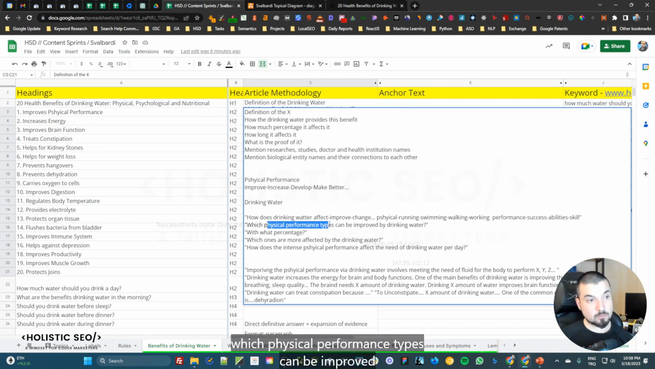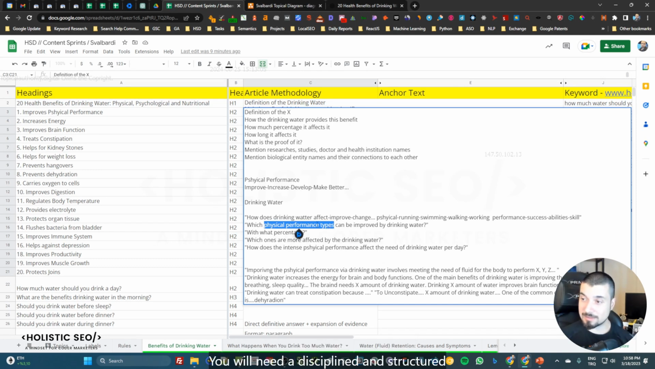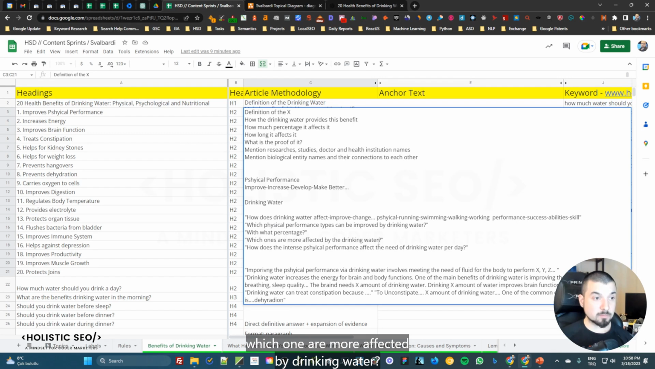Which physical performance types can be improved by drinking water? Physical performance types. This is a phrase taxonomy and it is a different thing. Entity and root attribute, which means we will need to define them. Which benefit is for which type of physical performance type? You will need a disciplined and structured mind to be able to create a semantic content network. Nothing is random. And with what percentage, one more time, which ones are more affected by drinking water?